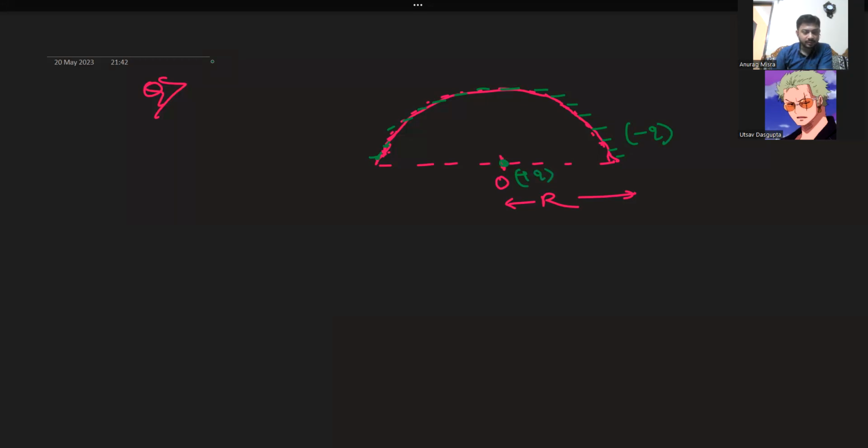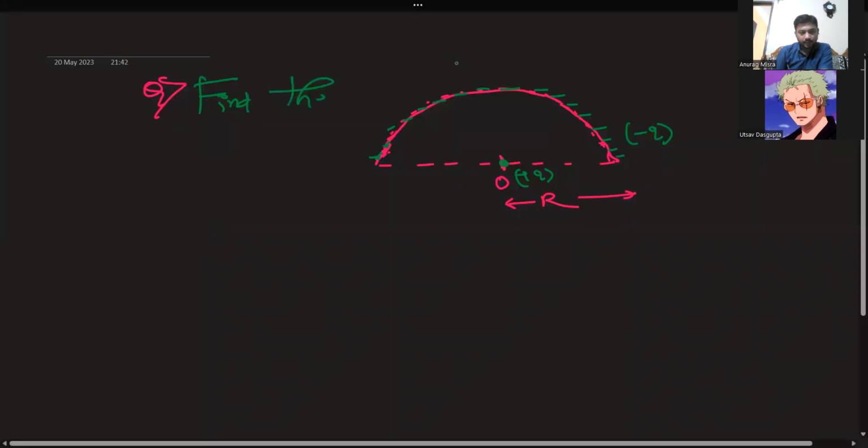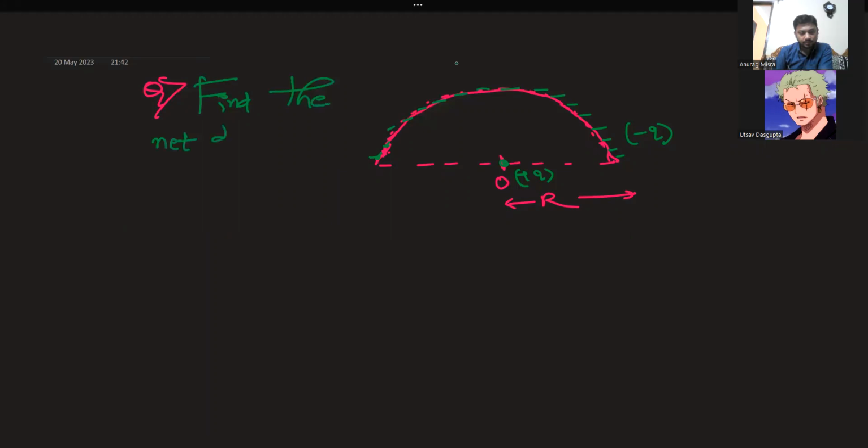The question is same, to find the net dipole moment of the system. Okay. The question is very simple: we have one semicircular arc of radius r. It is having a charge minus q distributed all over it. There is a charge plus q at the center. What is the net dipole moment of the system?